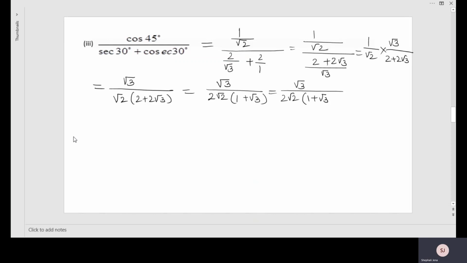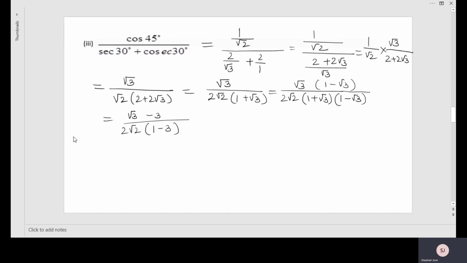Okay, first this bracket function we have to clear. So 1 plus root 3 you should rationalize. So we have to multiply its rational factor 1 minus root 3. Since we have multiplied 1 minus root 3 in the denominator for rationalizing, you should multiply 1 minus root 3 in the numerator too. Then you should simplify it. You will get root 3 into 1, root 3, minus 3, because root 3 into root 3 is 3, divided by 2 root 2 into 1 minus 3.